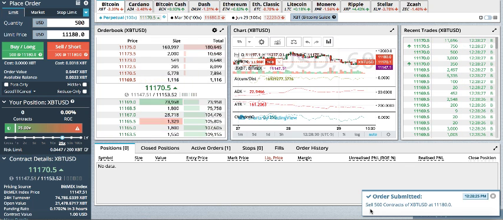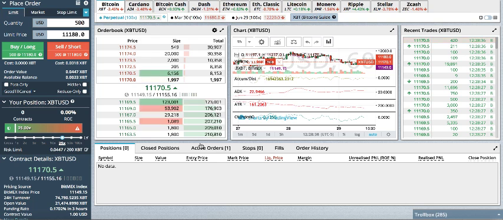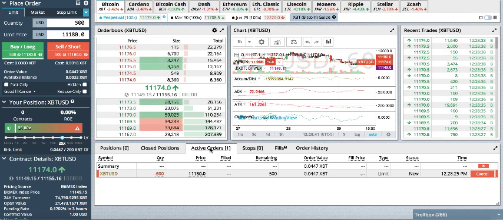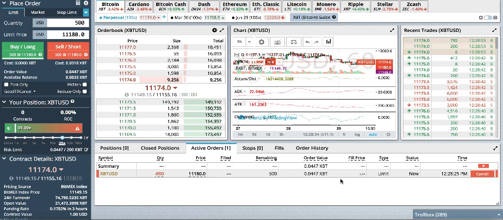Right now, the price is at 11,170, and you will see that the order has not been filled yet, because if you look at this tab, it's an active order status. It's right here, and it's waiting for the price to hit 11,180 until it's going to be filled. If we just wait a little bit, we should be able to get a fill pretty quick in the next few moments. Or I can go back and adjust the order, and I'll show you how to do that.